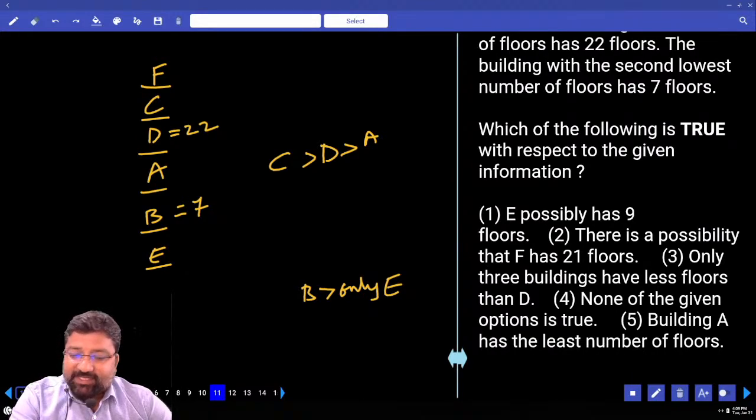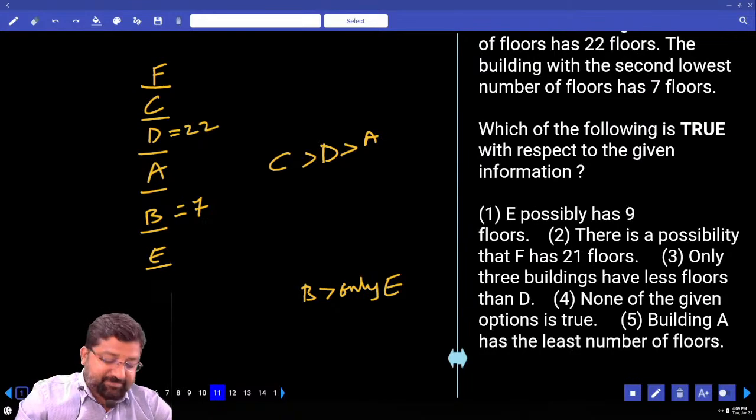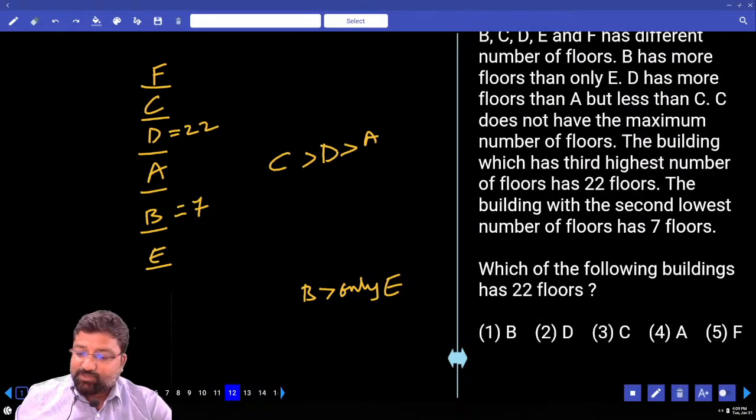There is a possibility that F has 21. No. F should be more than 21. Only 3 buildings have less than E. Right or wrong? Right. 3 less than D. After D, 3, right? 12th question. Which of the following buildings has 22 floors? Which is having 22?